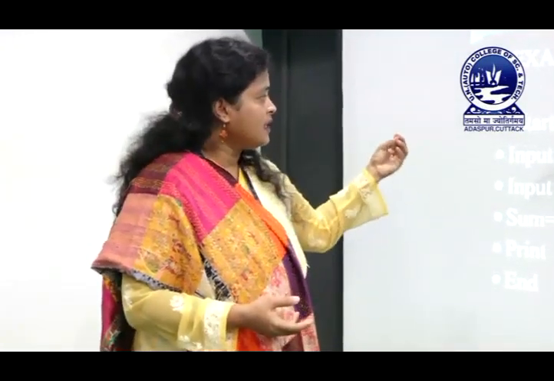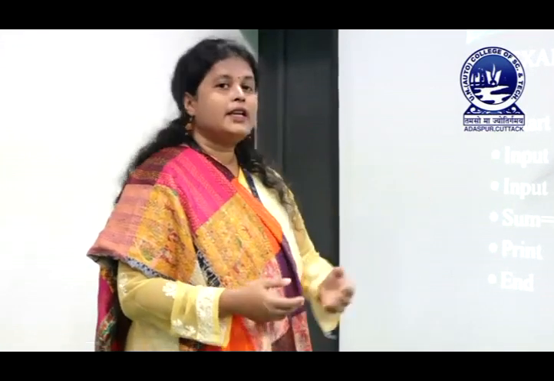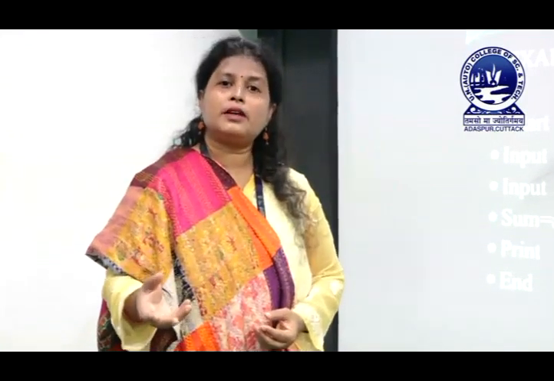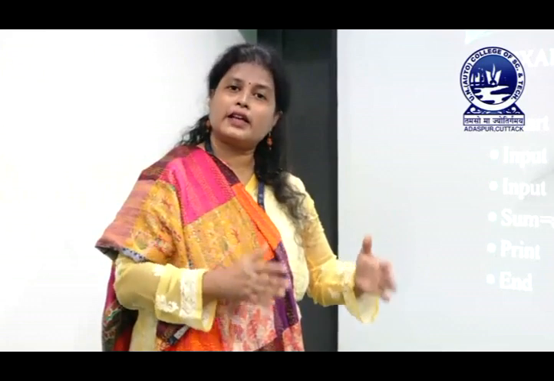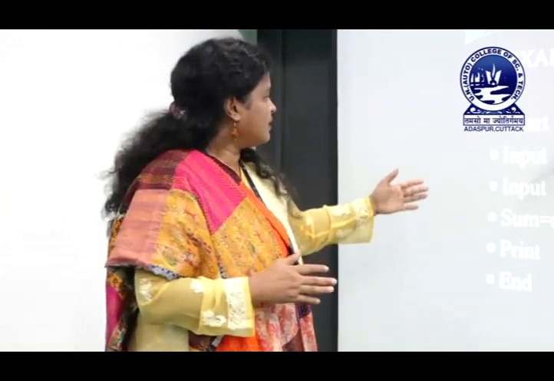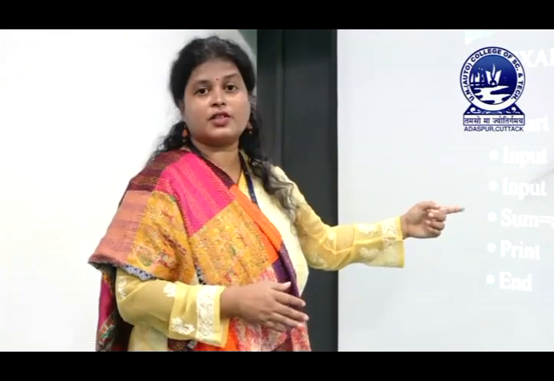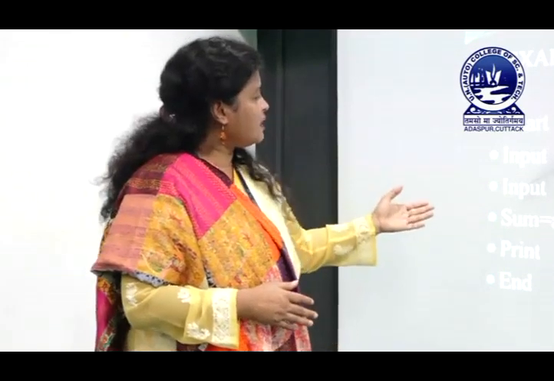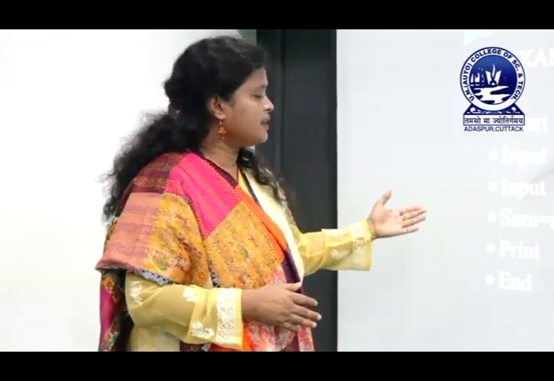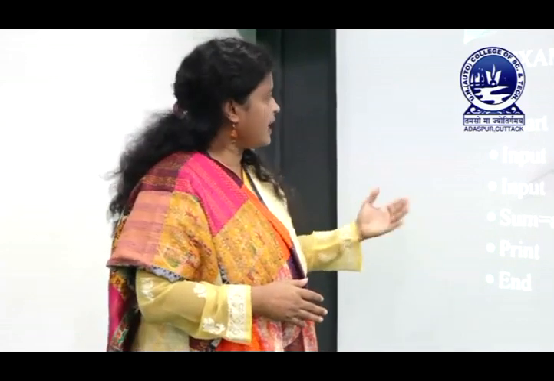Here I am just trying to explain that you can directly input a number which will be stored at A. You will directly input the second number which will be stored at B. Then sum = A + B, where sum is a variable, then print sum, then end.